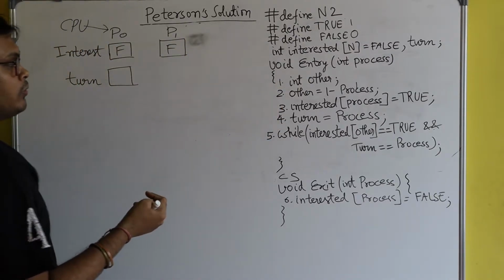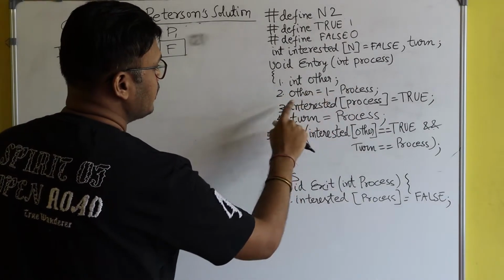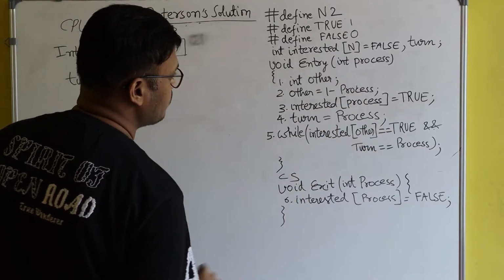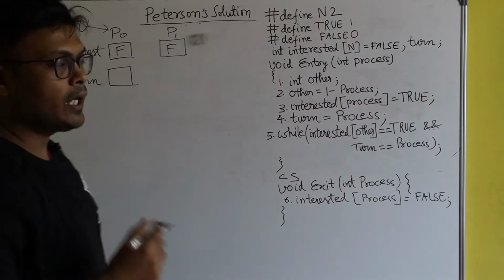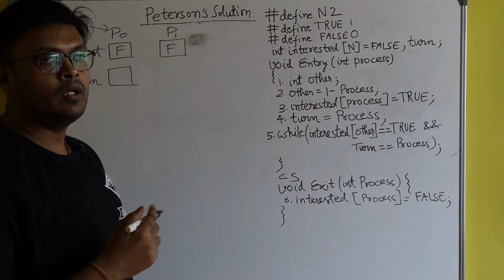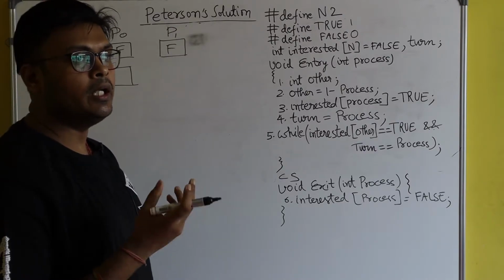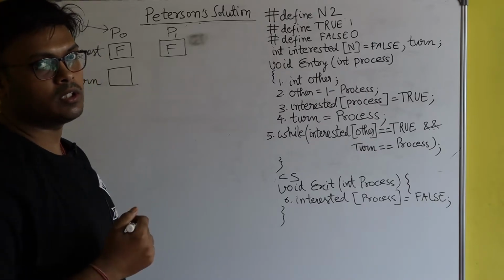So let's see how P1 is other. int other is equal to 1 minus process. See how beautifully this code is written. Other is equal to 1 minus process. It means rather than P0 or P1, I will use the process ID as 0 and 1. 0 indicates the process P0, and 1 will indicate process P1.